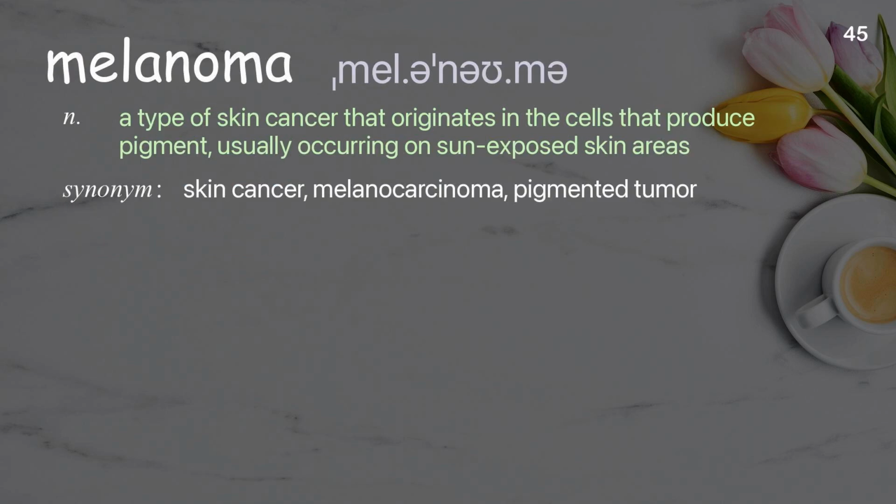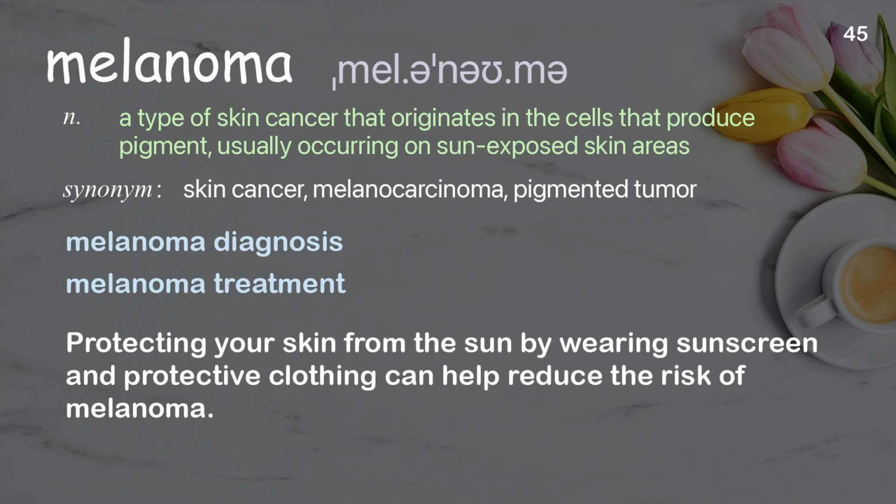Melanoma. A type of skin cancer that originates in the cells that produce pigment, usually occurring on sun-exposed skin areas. Examples: Melanoma diagnosis, melanoma treatment. Protecting your skin from the sun by wearing sunscreen and protective clothing can help reduce the risk of melanoma.